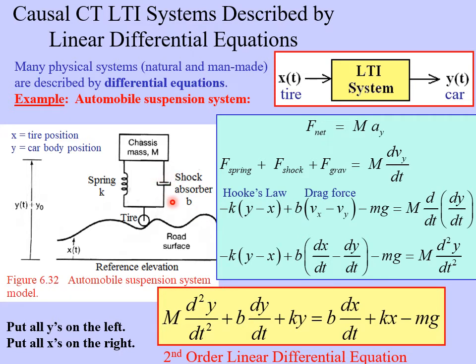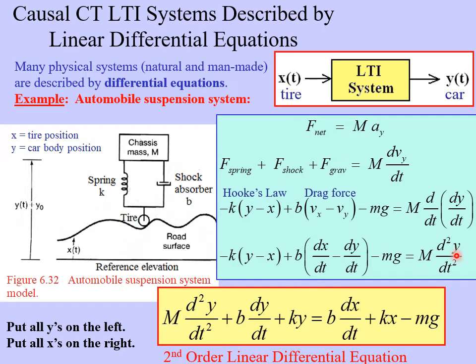But it's when they're moving at different speeds, the top and the bottom of the shock absorber, that's when there's some drag force there. And then I've got gravity in here also, which is just a constant mg force here pointing down. And then on the right side, just like before, we have the mass times the second derivative of position.